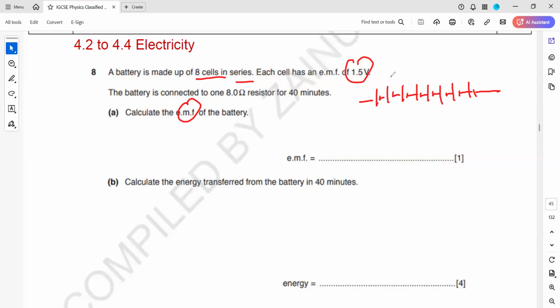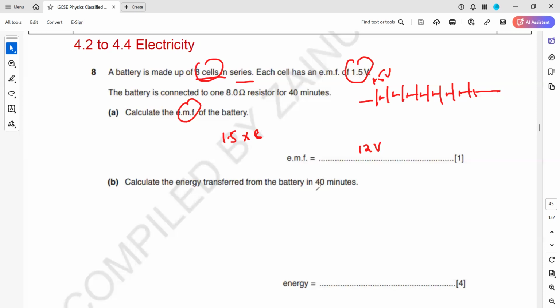If each cell is 1.5 and there are 8 cells, how will we work it out? Each cell is 1.5 and there are 8 cells, so 1.5 multiplied by 8. So what will we get? We will get 12V. That means the total voltage, the total EMF, electromotive force of this supply is 12V.